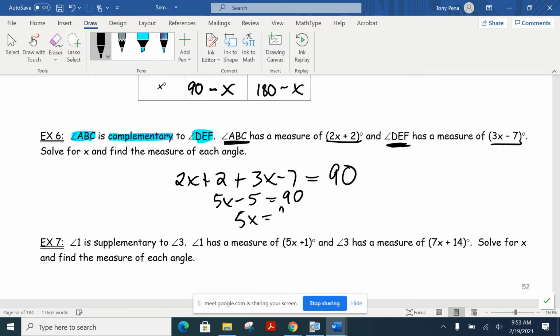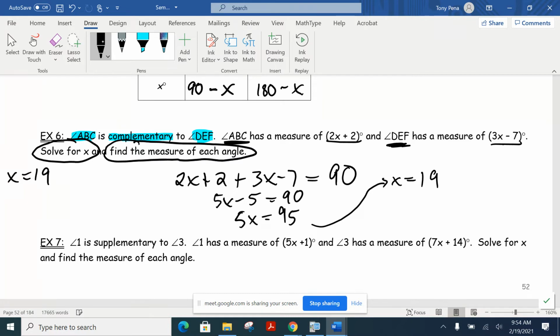Add that 5 over. So 5x equals 95. Divide by 5, and we get x to be what? 19. Then answer your question. I want you to solve for x. So we have done that. x is 19. And then I also want you to find the measure of each angle.